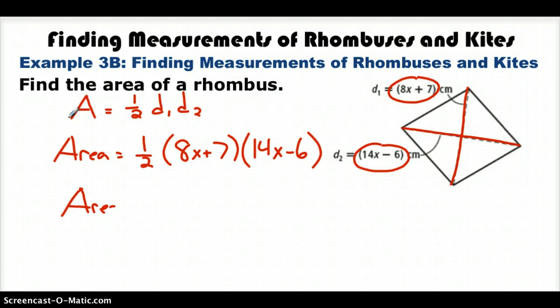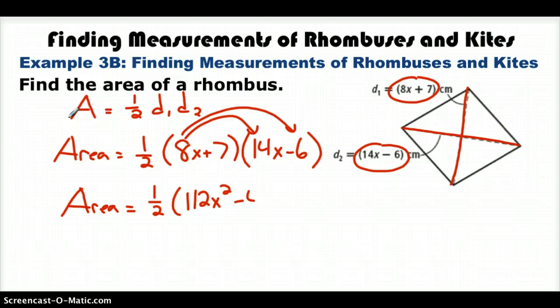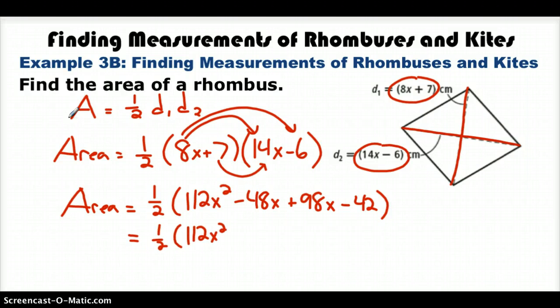So our area is going to be equal to first times first, 14x times 8x, which gives us 112x squared. The outside part, 8x times negative 6, is negative 48x. The inside part is 7 times 14, which gives us 98, so a positive 98x. And last times last gives us negative 42. When I combine like terms here, I get 1/2 times 112x squared plus 50x minus 42.